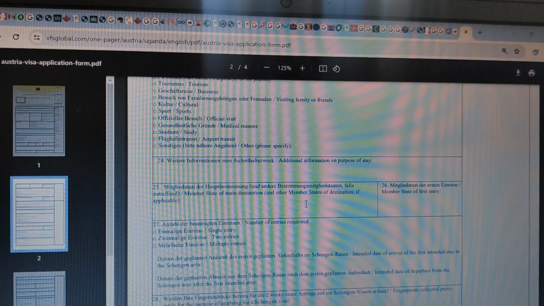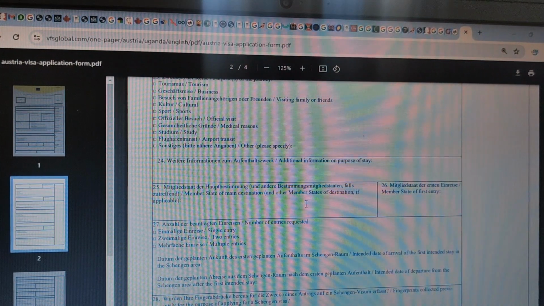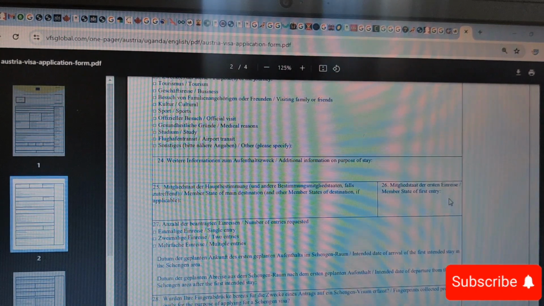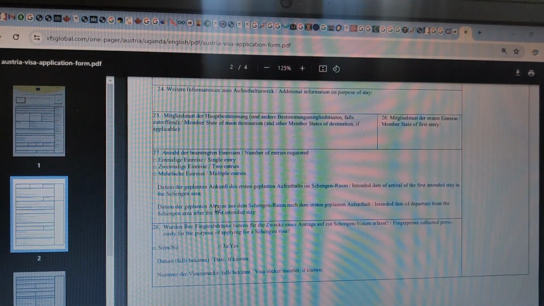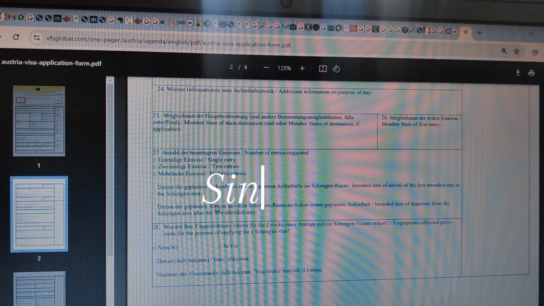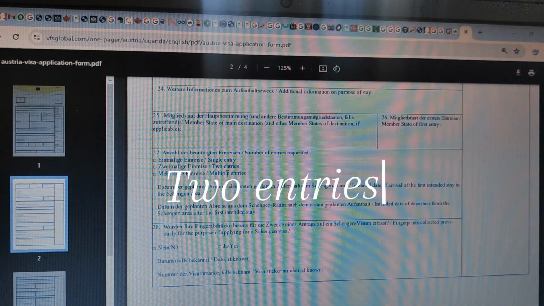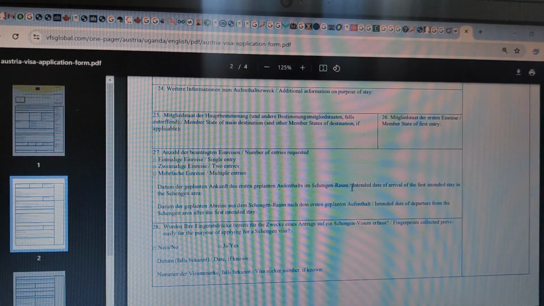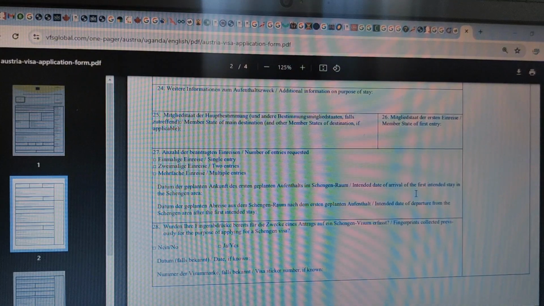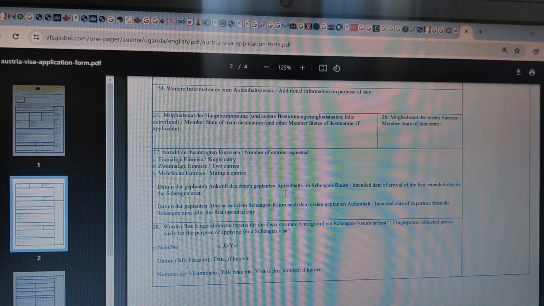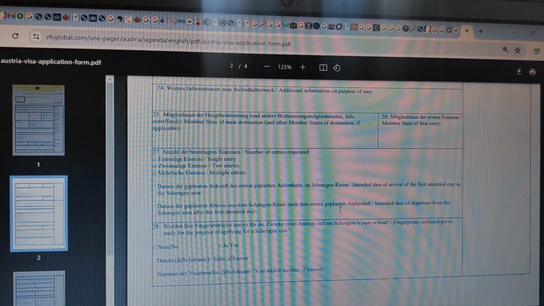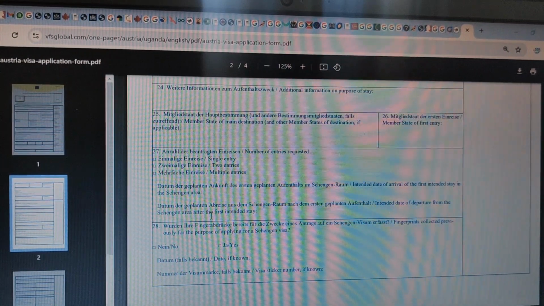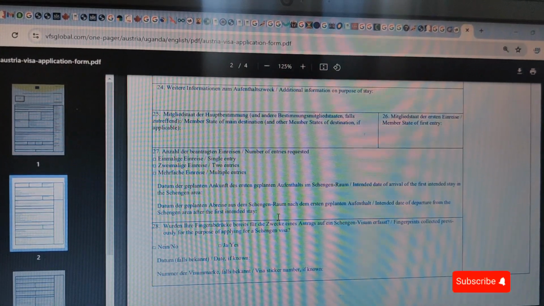Member states of main destination. Member state of first entry. Number of entries requested, single entry, 2 entries, or multiple entries. You tick one of these. Intended date of arrival of the first intended stay in the Schengen area. Intended date of departure from the Schengen area after the first intended stay.